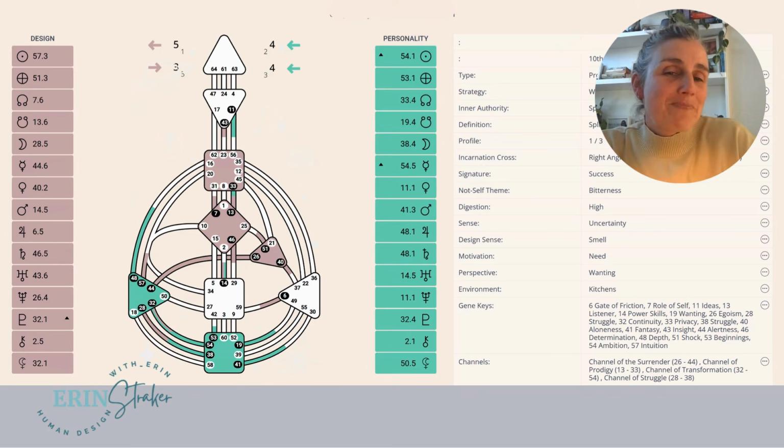So this is me. I am a projector. I am a splenic projector. I am also profile lines 1 and 3. So I'm on the ground, researching everything, making sure that I've got all the information, doing it all so that then I can present it to you. I am a split definition, so I actually perform better when the energy works in my favor or I have other people's energy that I can dive into. I'm really driven by success, and bitterness would be my deterrent.